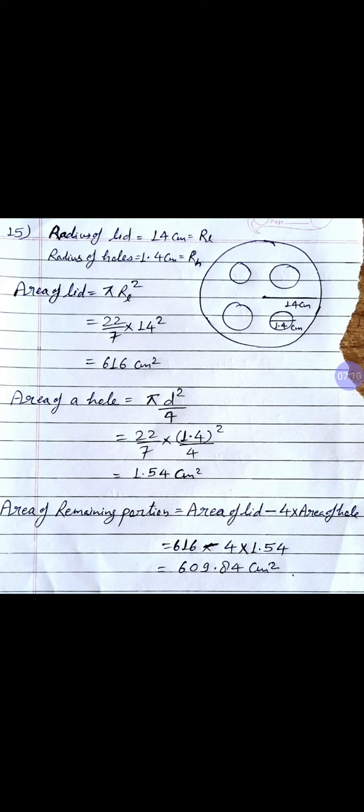The area of the lid equals pi RL square, that is 22 upon 7 into 14 square, that is 616 centimeter square. The area of a hole will be pi d square upon 4, because here the radius is not given, the diameter is given, so we apply the diameter formula: 22 upon 7 into 1.4 upon 4 in whole square, that is 1.54 centimeter square. So the area of the remaining portion will be the area of the lid minus 4 into the area of a hole. So 616 minus 4 into 1.54, we will solve that and get 609.84 centimeter square. So this is how you solve all these questions. Thank you.